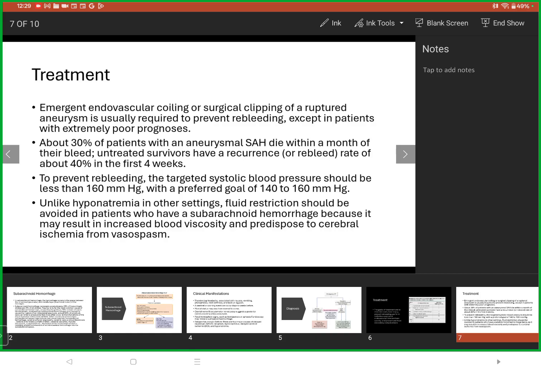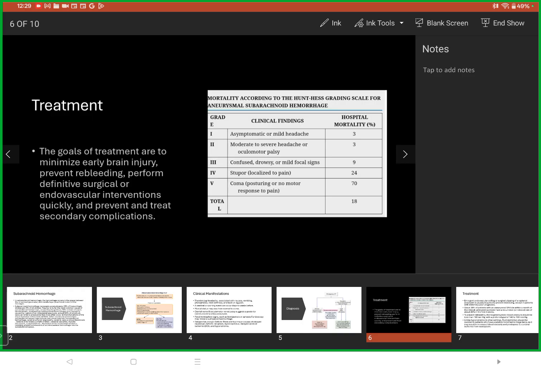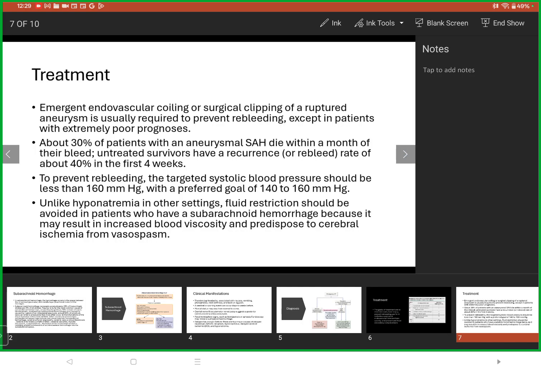Untreated survivors have a recurrent bleed or rebleed at the rate of 40% in the first 4 weeks. This is very important. That's the reason I was trying to emphasize that the diagnosis of subarachnoid bleed should not be missed. I repeat, about 30% of patients with an aneurysmal subarachnoid hemorrhage usually die within a month, and untreated survivors have a rebleed at the rate of 40% in the first 4 weeks.